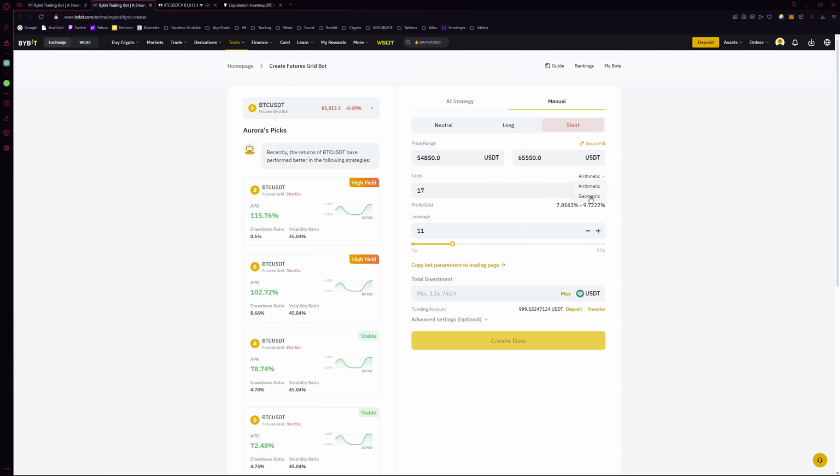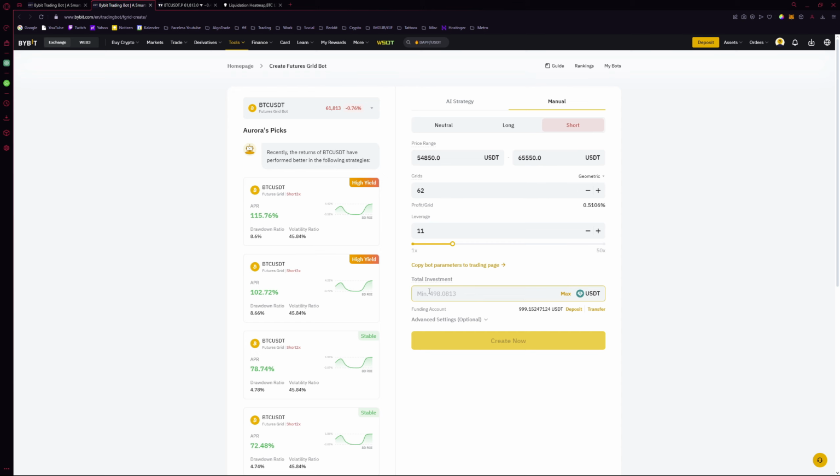As for the grids, I like to use geometric because then the profit per grid is always the same. Makes it a little bit easier to just guesstimate how much profit you will make. As for the profit per grid, if you know me and my videos, I like to go for about 0.5% profit per grid. So I'm just going to increase the grids and try to get to around that number, which is around 60. Let's do 61, 62. Yeah, would be around 62 grids.